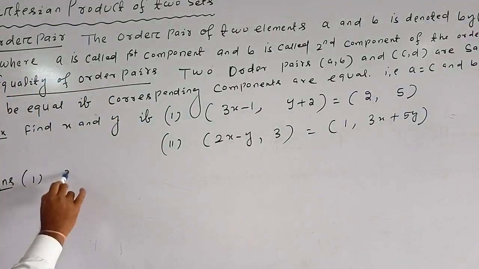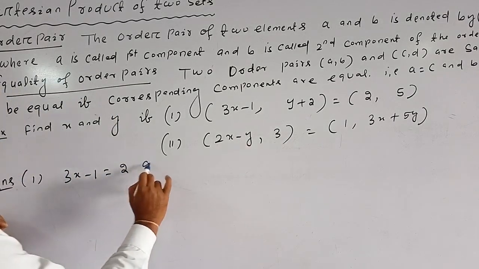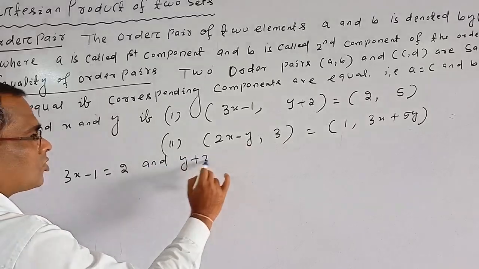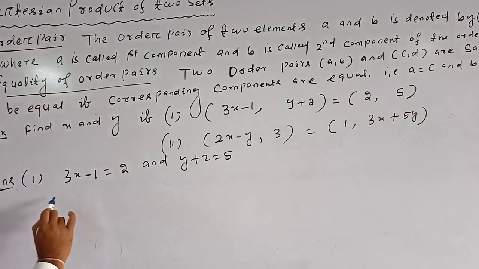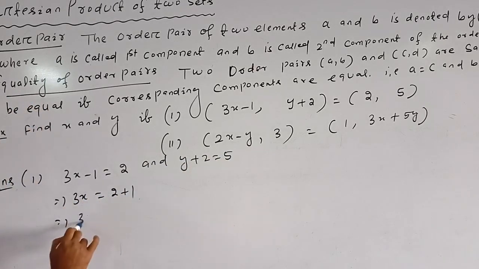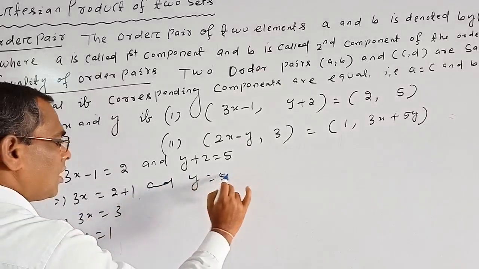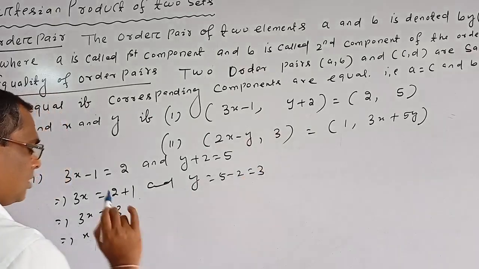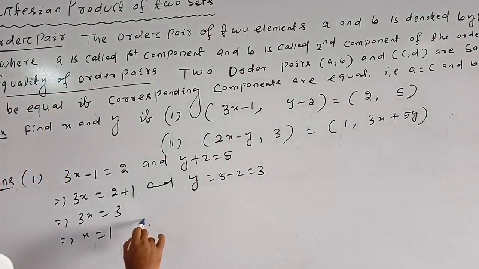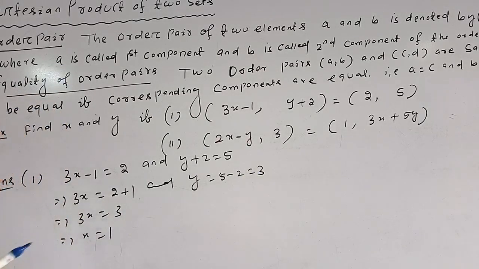So answer 1, that is 3x minus 1 is equal to 2 and y plus 2 is equal to 5. That implies 3x is equal to 2 plus 1, so 3x is equal to 3. That implies x is equal to 1. Here y is equal to 5 minus 2, which is equal to 3. So therefore the value of x comma y is 1 and 3. So x is equal to 1 and y is equal to 3.